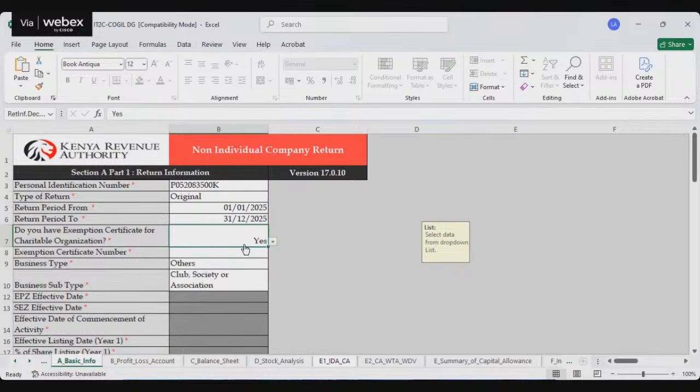So what will happen when you declare yes? Another page will be opened here for you to capture the exemption certificate number. Remember, whenever the commissioner gives an entity an exemption certificate, the certificate will be valid for a period of 5 years. And for that organization with an exemption certificate, all the income they are receiving, whether business or non-business, will not be subjected to taxation. So this is where you capture. But for that other organization without an exemption certificate, they'll say no for that part.